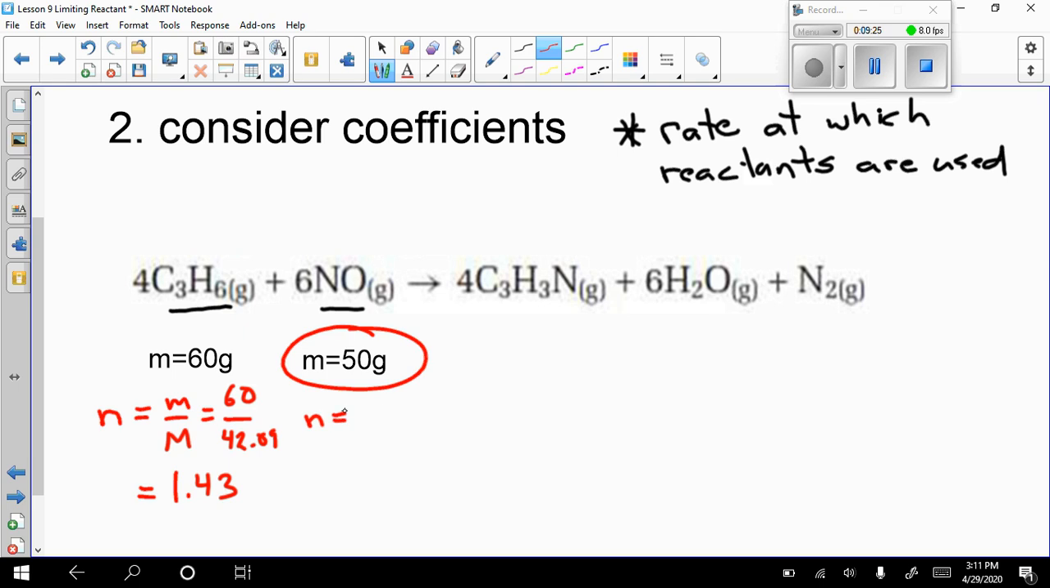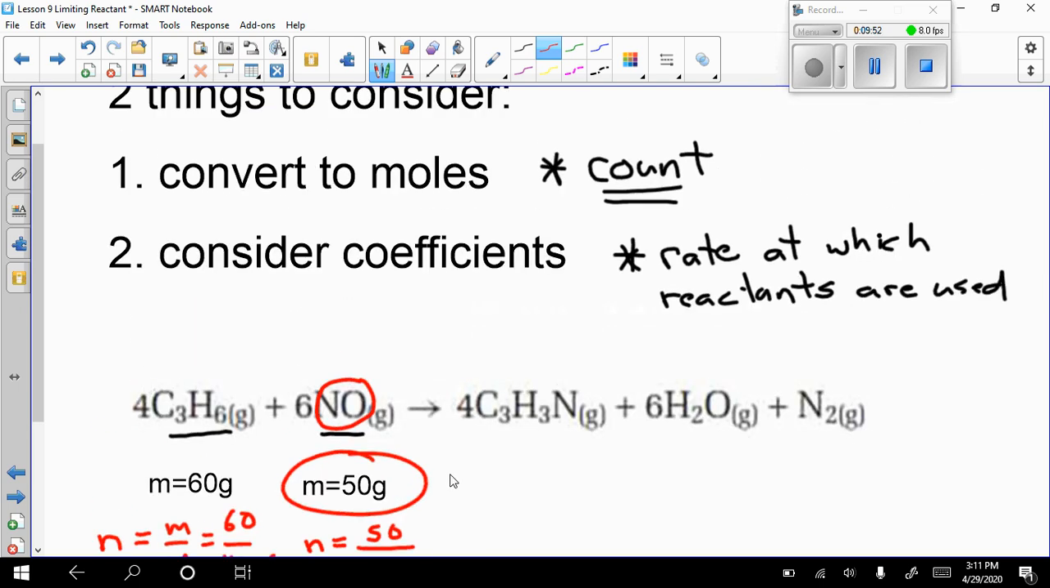And I'd do the same thing again here. I'd go, well, the number of moles I have here is 50 divided by the molar mass of nitrogen oxide. And I used my periodic table and determined it to be 30.01 grams per mole. And so here I get 1.67 moles. Okay, so as a good chemist, you've converted to moles. Okay, so that was this step right up here.